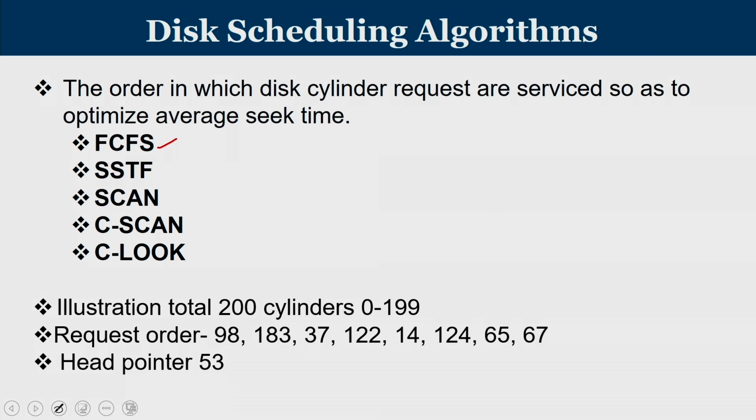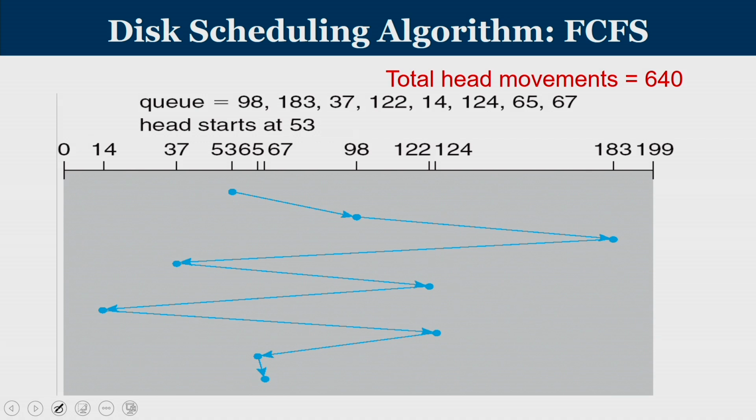For the rest of the illustration, imagine that you are working with a hard disk system which consists of 200 cylinders, 0 to 199, and the order in which the requests came is 98, 183, 37, 122, 14, 124, 65 and 67. These are the cylinder numbers of the requests, and they came in this order, meaning a request to cylinder 98 came first, followed by 183, followed by 37, and so on. All of these are now inside the queue, and assume that the head is at 53.